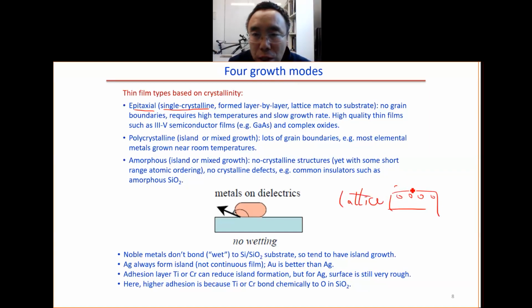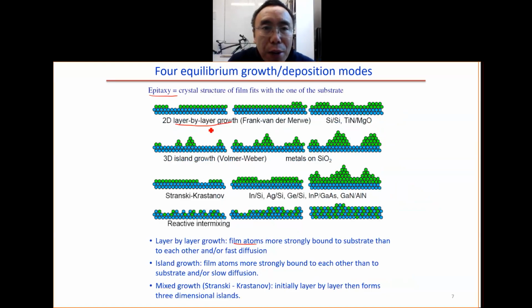Then we grow a film on top of it that follows a similar lattice constant. So this gives a single crystal, which is the best film quality. For example, the deposition of group 3, group 5 semiconductor films like gallium arsenide and gallium nitride. For those films we use epitaxial growth to get a single crystal film, layer by layer.